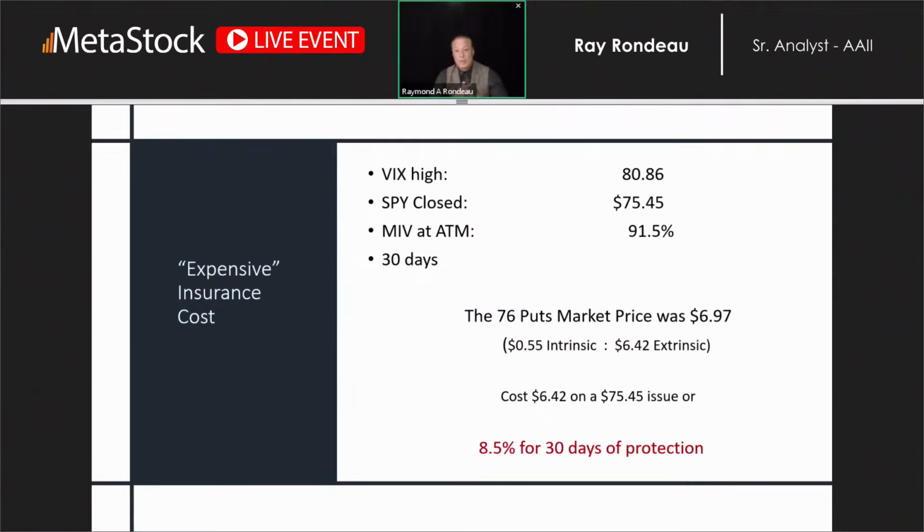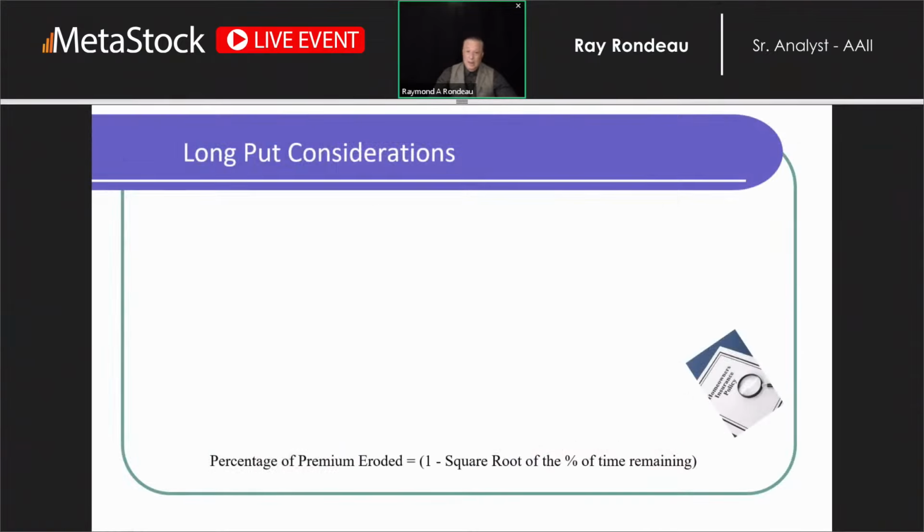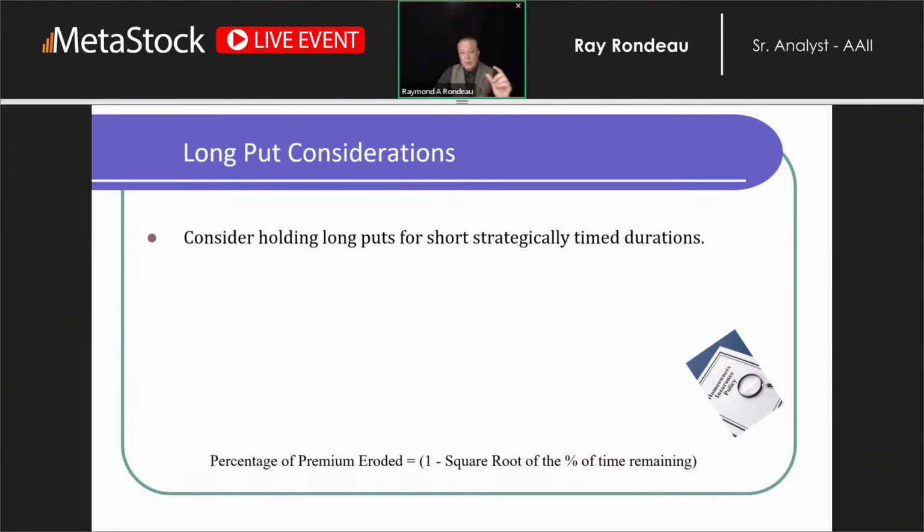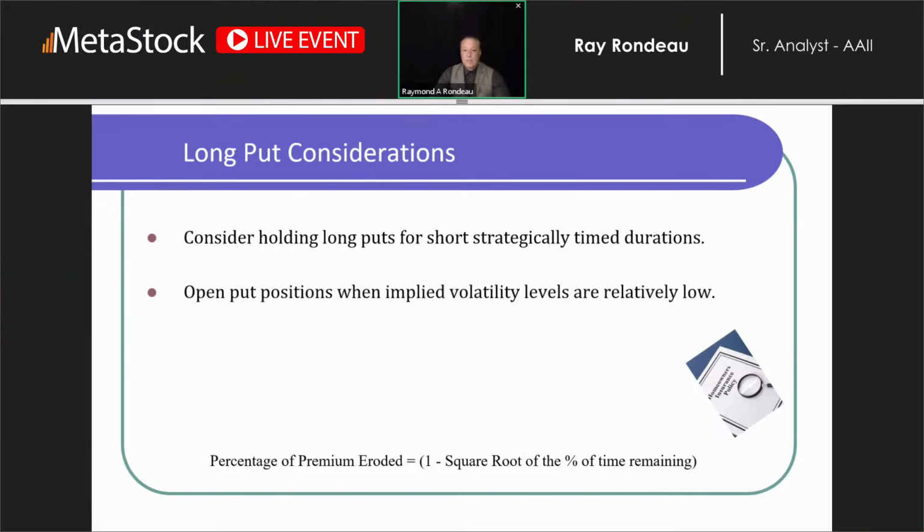To put this cost in perspective, at an extremely high VIX level of 80, the average insurance cost for 30 days of protection was 8.5%. That's a lot. With this information, we have a few suggestions for hedging with long puts. One, consider holding long puts for short, strategically timed durations. You can't make money holding them constantly and have someone else take all the risk. Number 2, open put positions when relative implied volatility levels are low. You want to target buying insurance when it's relatively cheap.